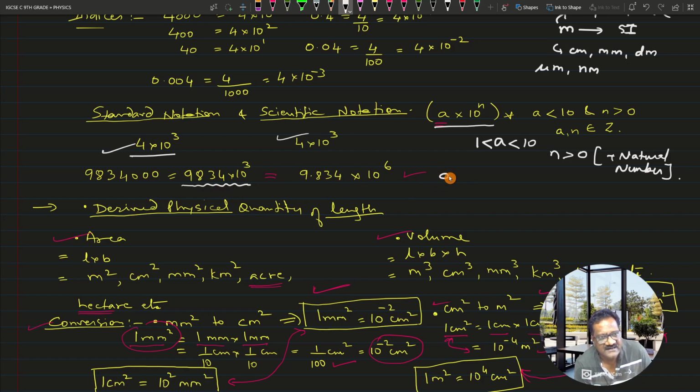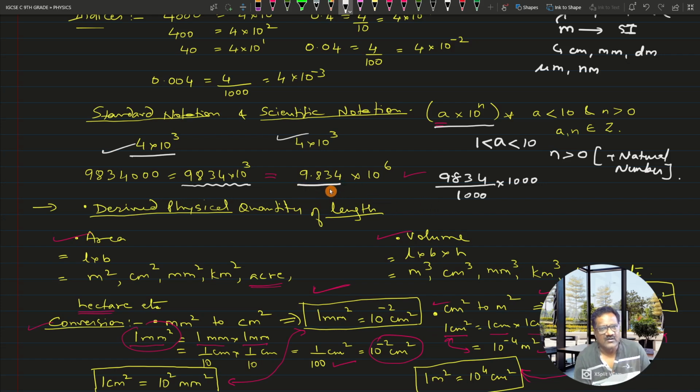Now, how will I do that? 9834, if I want to bring this decimal point over here, what I'll do is divide this number 9834 by 1000. But if I divide by 1000, I'll have to multiply also by 1000. So this 9834 can be written as 9.834 upon 1000 into 1000. 9834 upon 1000 into 1000 will be 9.834, isn't it?